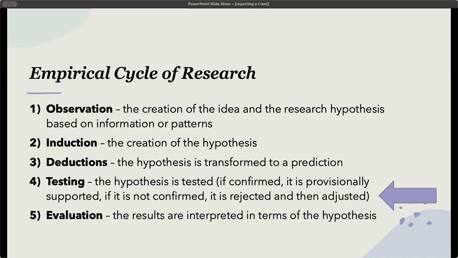If it is confirmed, it is provisionally supported. If it is not confirmed, it is rejected and then adjusted. The testing is reported in the results section. In the evaluation, the results are interpreted in terms of the hypothesis. In the results section, we don't interpret the results. We are only giving the results. So we're going to show the data and the results of the tests. And in the discussion section to follow, we are going to interpret the results in the form of the hypothesis.